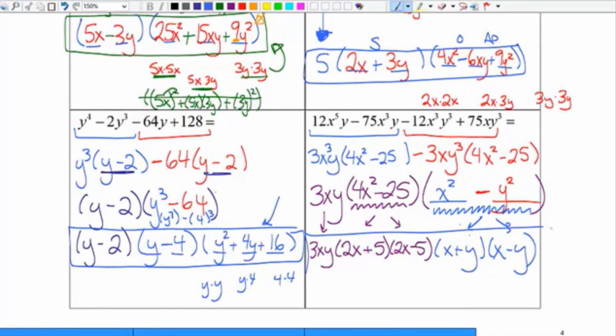So although this problem started out to be a grouping problem, it turned out to also have 2 difference of squares in the problem, which made it have 5 factors in its prime factorization.